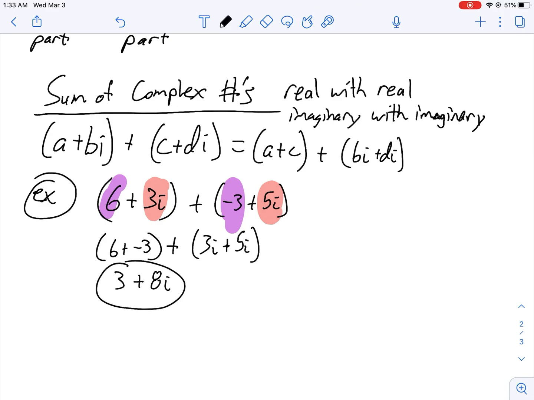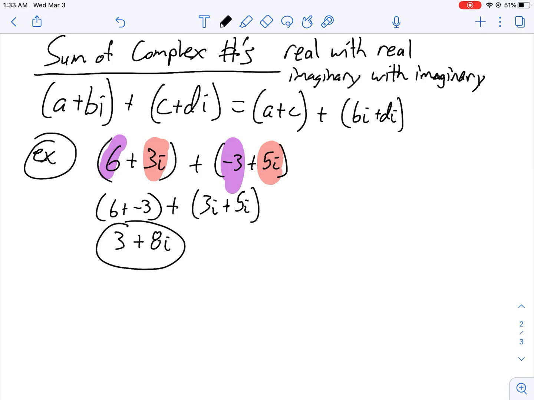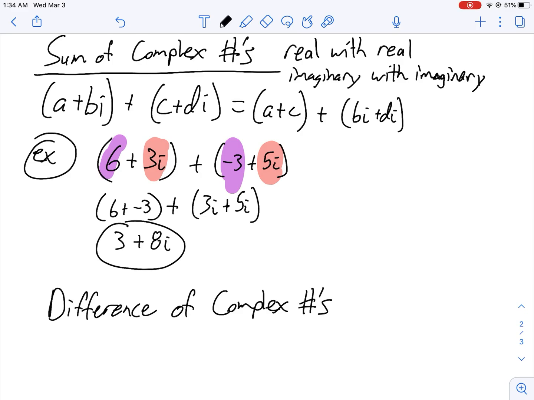That is how they sum together. Subtraction, same thing. We're doing the same process. Let's go and write it out and do an example, though. Let's look at the difference of complex numbers.